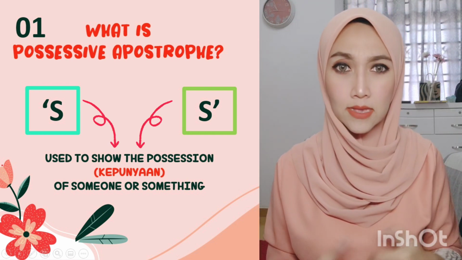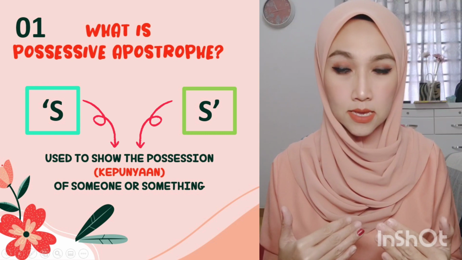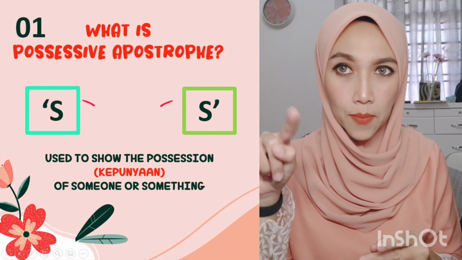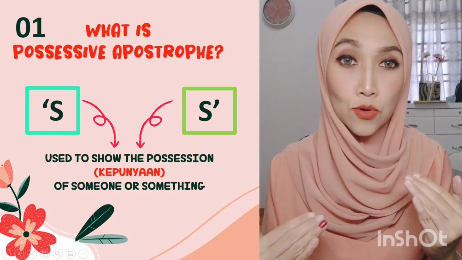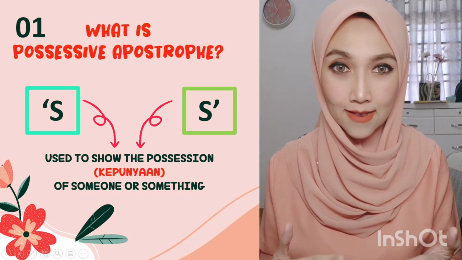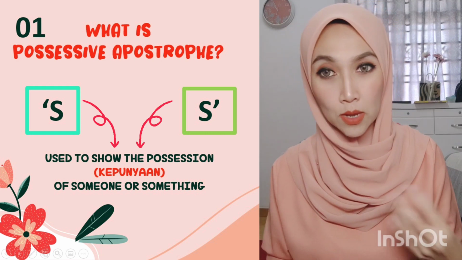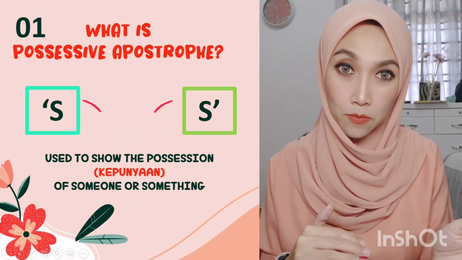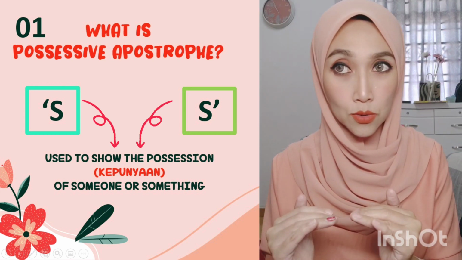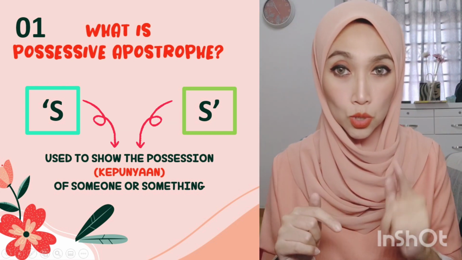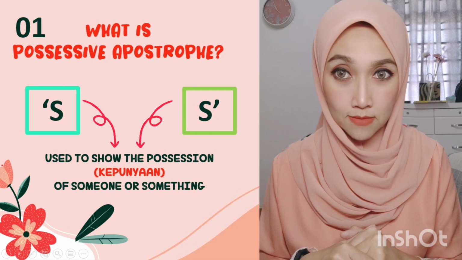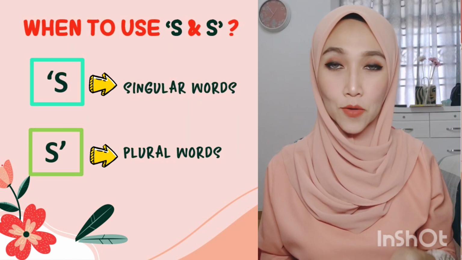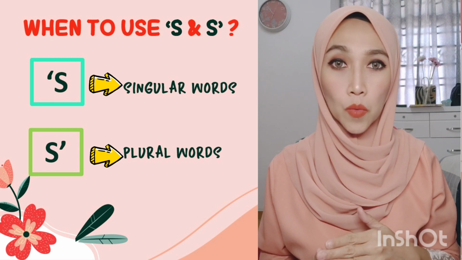Okay, what does it mean? To make it easy for you, what do we actually want to show when we use apostrophe S? We want to show possession. Belongs to who? Belongs to someone or something. Okay, a bit later teacher will explain more. But you just need to know that this apostrophe is to show possession. Possession, kepunyaan.